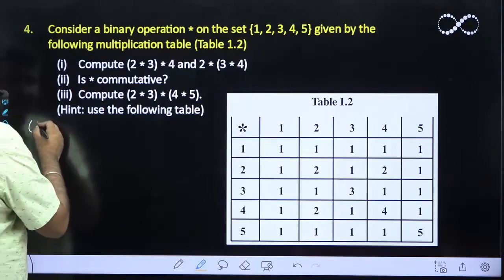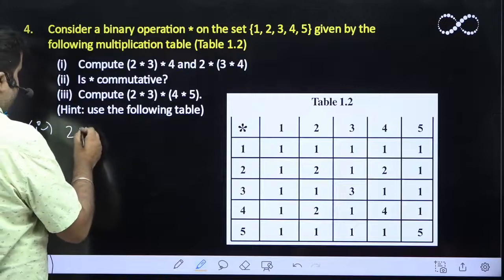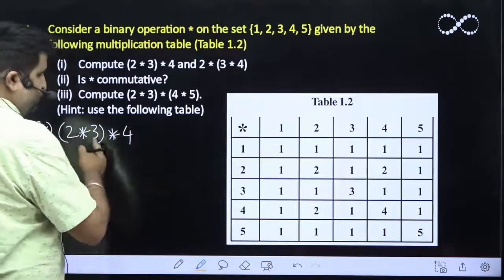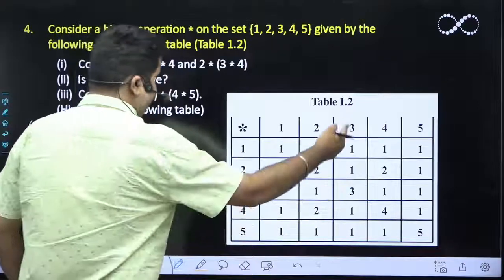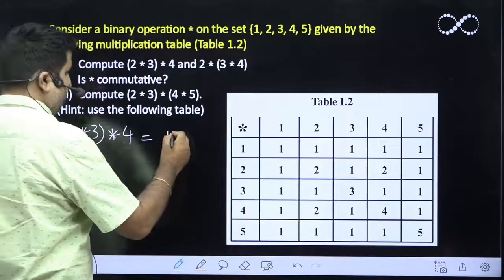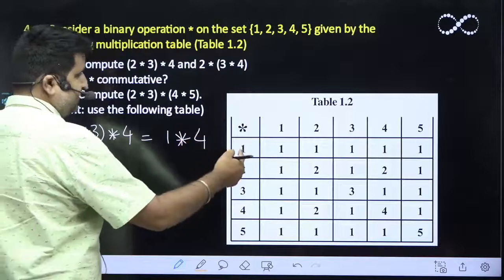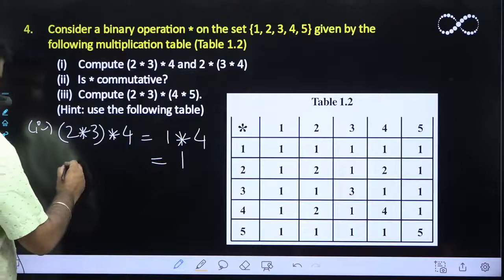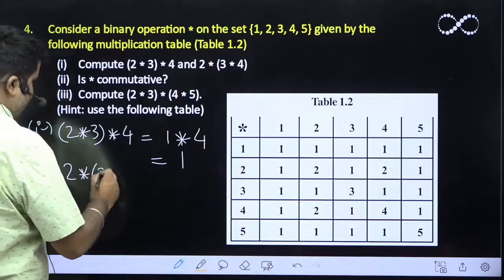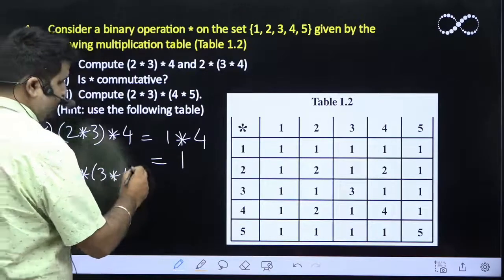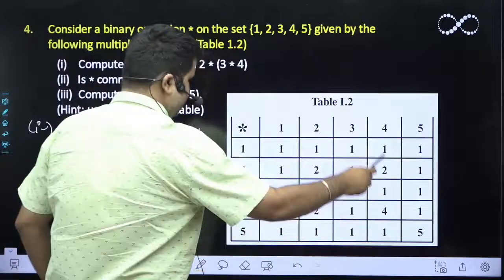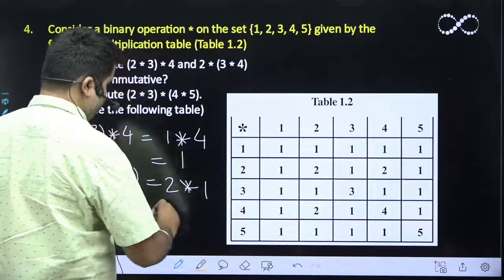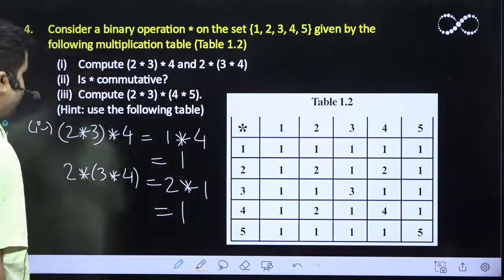So let's see the first part. What is (2 star 3) star 4? So first 2 star 3. So 2 star 3 will be 1. Now 1 star 4. What is 1 star 4? Again 1. So the answer is 1. Now we'll check 2 star (3 star 4). What is 3 star 4? It is 1. What is 2 star 1? It is again 1. So both are equal.